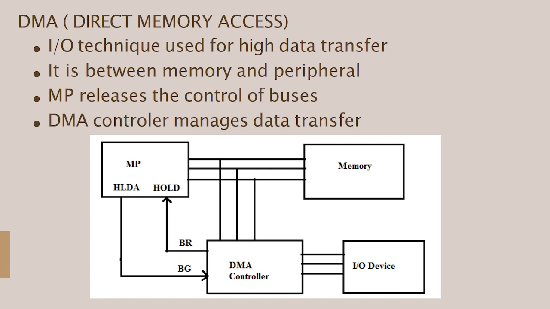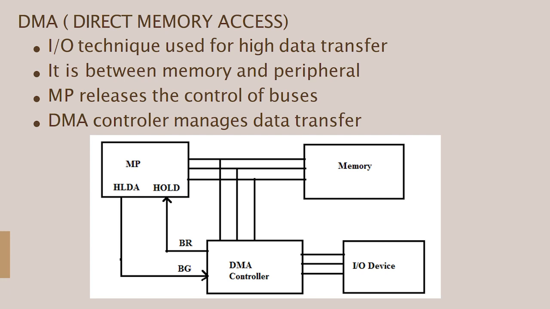We will see the diagram first. The microprocessor always helps with data transfer between memory and input-output devices. With the help of the microprocessor only, the memory and input-output devices can transfer the data. When the amount of data is large, the microprocessor cannot hold all the data until it is transferred. So we have a concept called direct memory access.